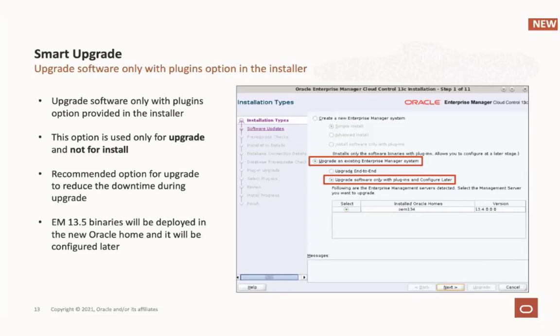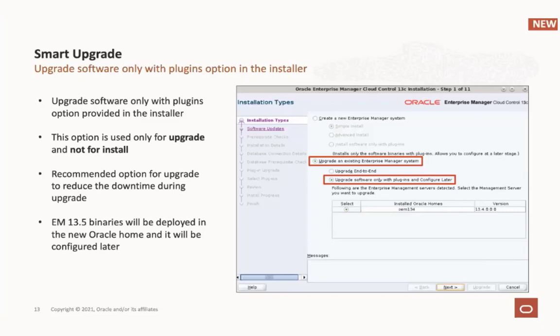Hey, Sumesh, can I interrupt you for one second? Yes, Tim. We have a question about adding Golden Gate plugins during the upgrade. Is that an option for 13.5 at this point?